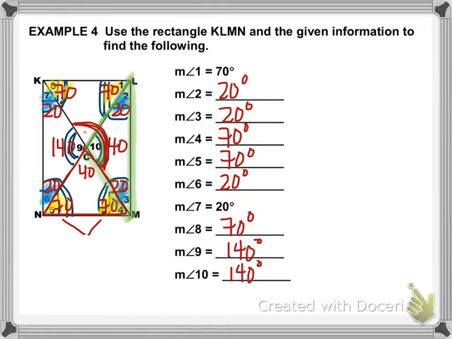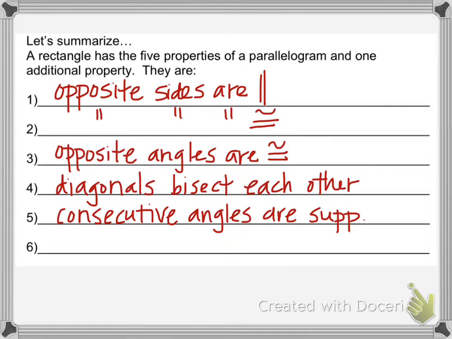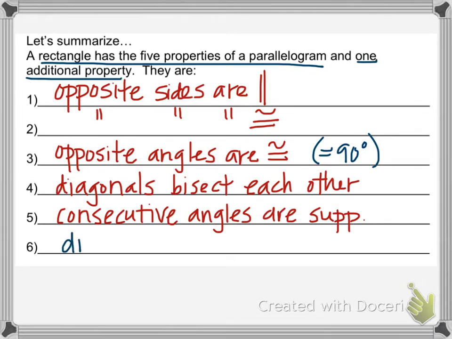All right, let's recap all of the properties of a rectangle. So remember, a rectangle has the 5 properties of a parallelogram, which are that opposite sides are parallel, opposite sides are congruent, opposite angles are congruent, and they happen to actually be equal to 90 degrees, right? All 4 angles are 90 degrees. Diagonals bisect each other, they cut each other in half. Consecutive angles are supplementary, so if I add two 90-degree angles next to each other, that equals 180. And the one additional property that makes a rectangle unique is that the diagonals are congruent. So that makes it special.